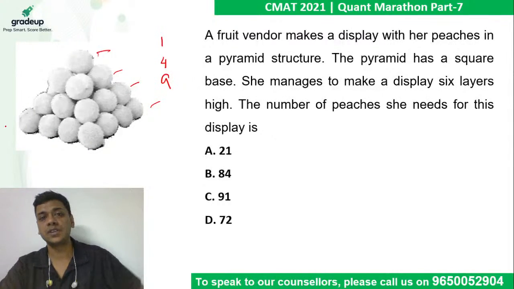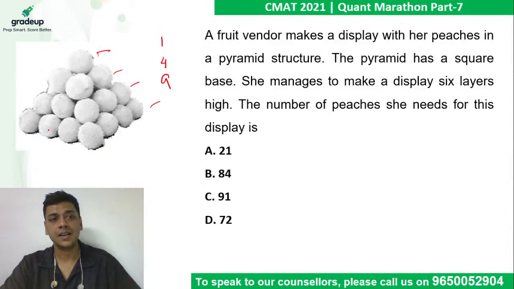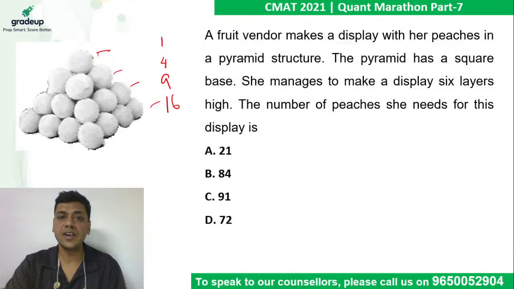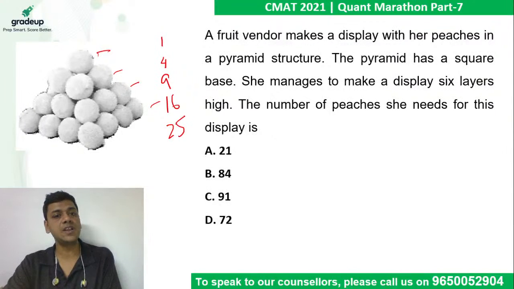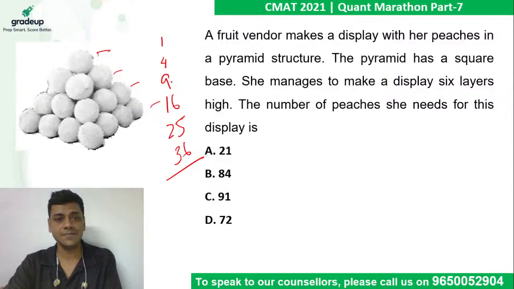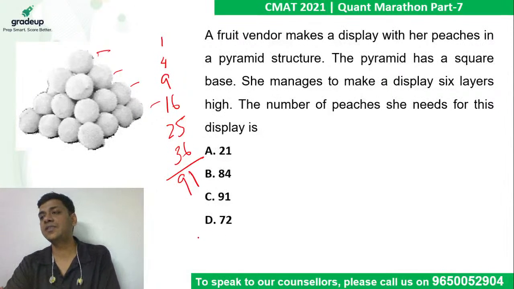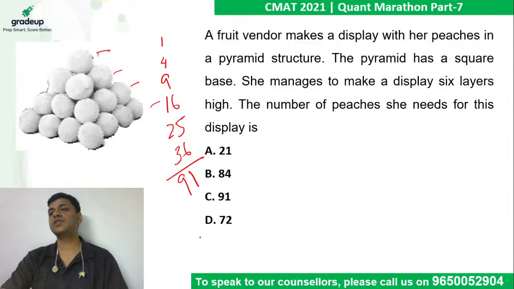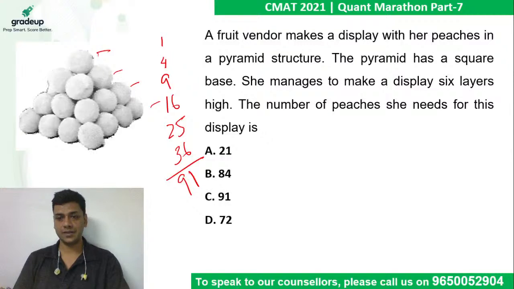which is 9. In the fourth layer, these are 4 by 4, which is 16 peaches. Now it says I need 6 layers. So in the fifth layer there will be 25, 6th layer there will be 36. If I add all of them, it comes out to be 91, and that is going to be my answer. Yes, it is 6 square plus 5 square plus 4 square plus 3 square plus 2 square plus 1 square.